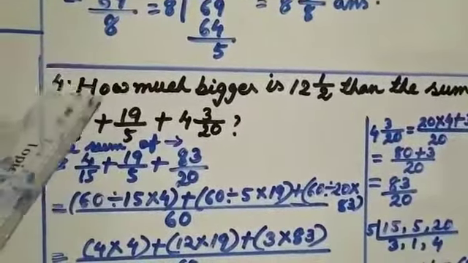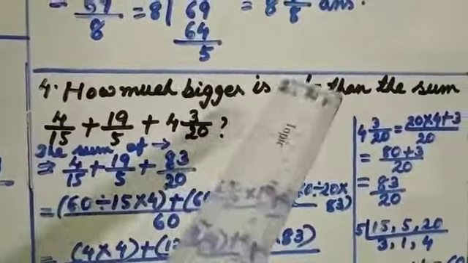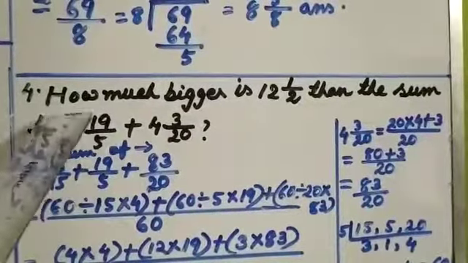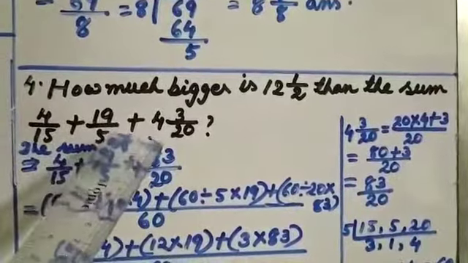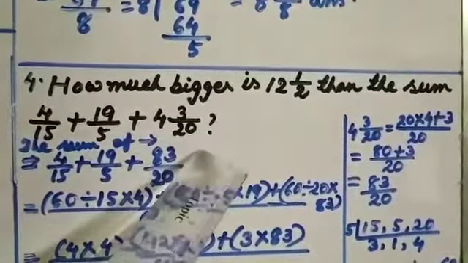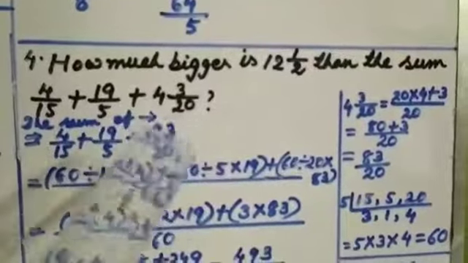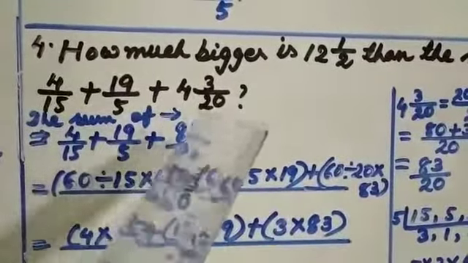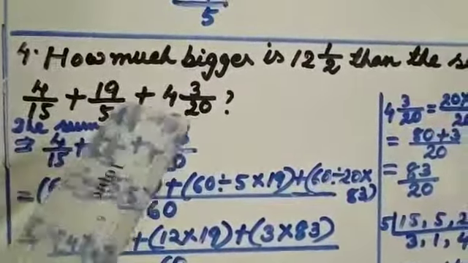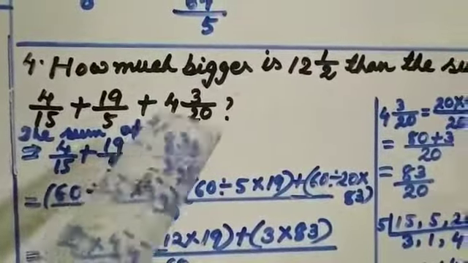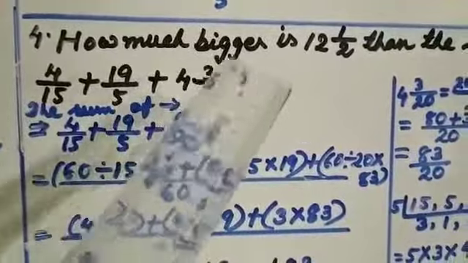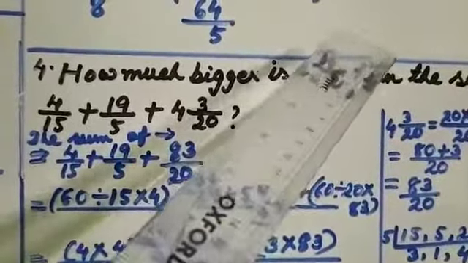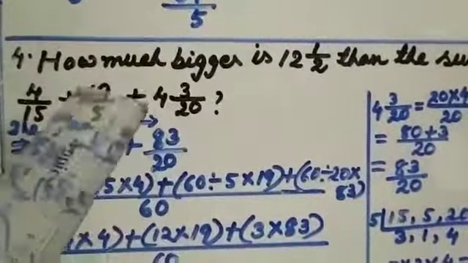Problem sum is there. Question number 4. How much bigger is 12 whole number 1 by 2 than the sum of 4 by 15 plus 19 by 5 plus 4 whole number 3 by 20? Okay. So what you have understood from these questions is that you have to take out this sum first. After that, you see how much less that sum is than 12 whole number 1 by 2, or 12 whole number 1 by 2 is how much bigger than this sum.